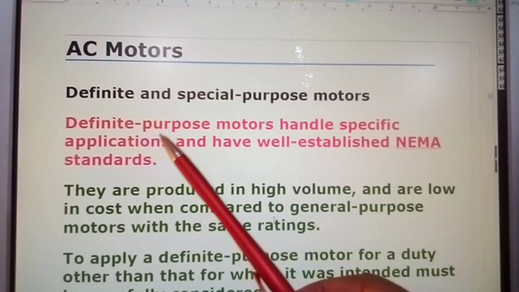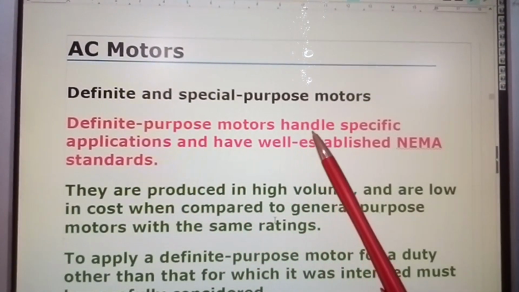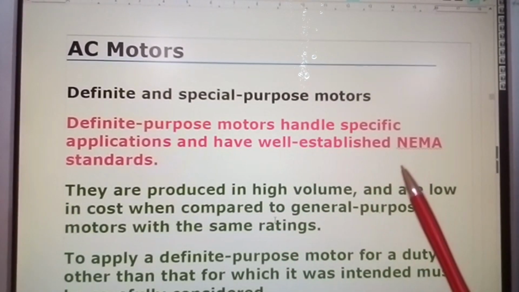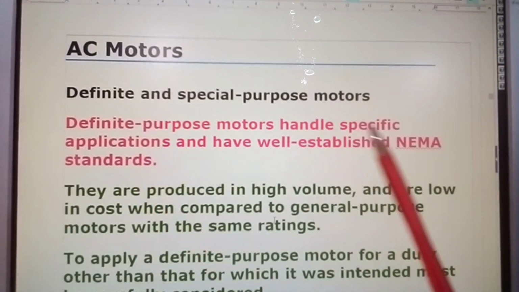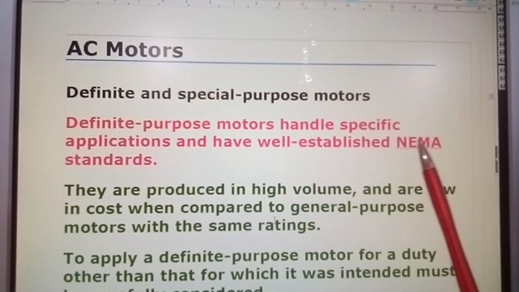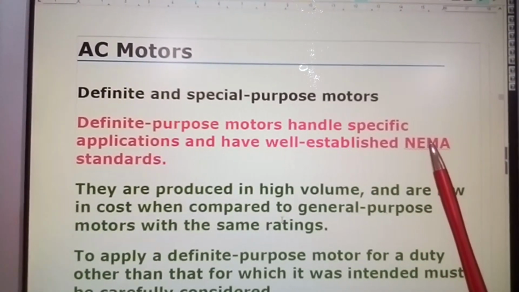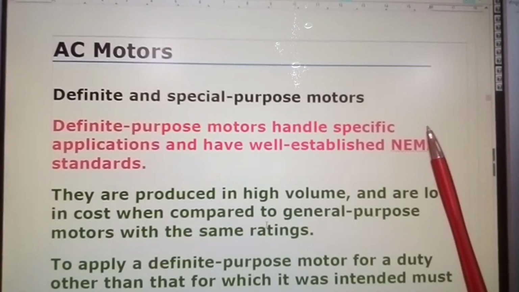Now, definite purpose motors handle specific applications and have well established NEMA standards. Okay, that's the organization that sets the standards for motor production, etc. Okay, look it up yourself. Don't just take this as read.